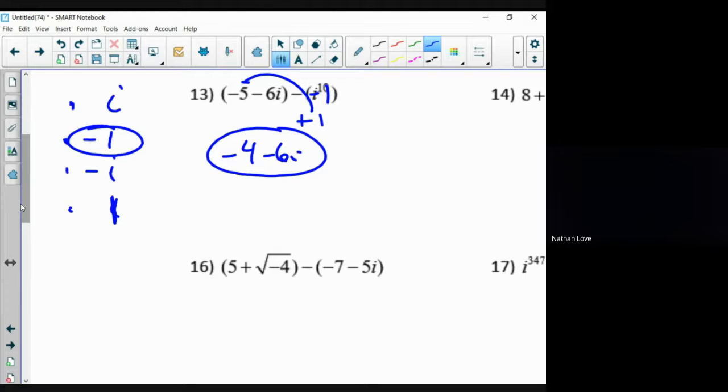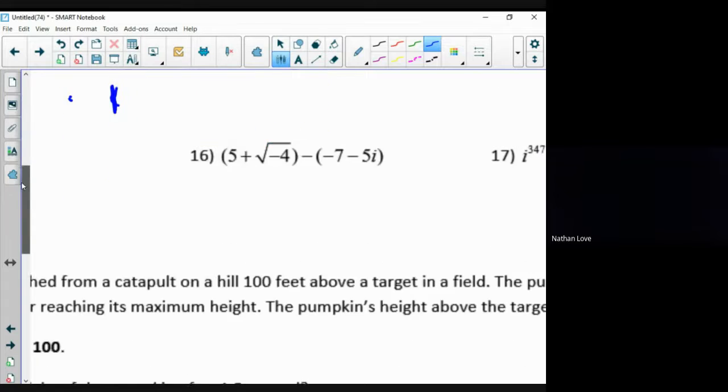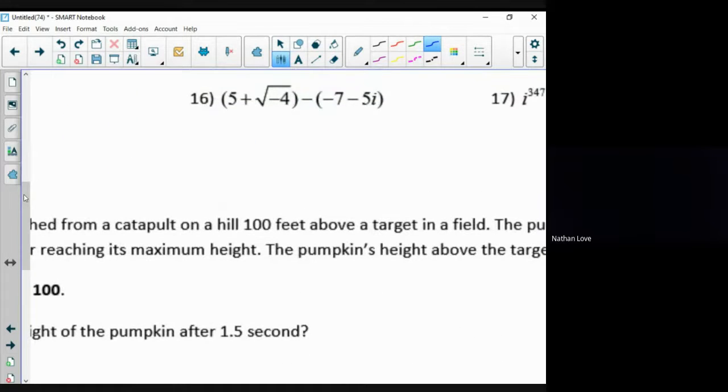Number 16. The first thing you need to do is rewrite this one as 2i, and then distribute the negative here and here to make that 7 plus 5i. And then if I've got 5 plus 2i plus 7, then I can add the 7 and the 5, which is 12.